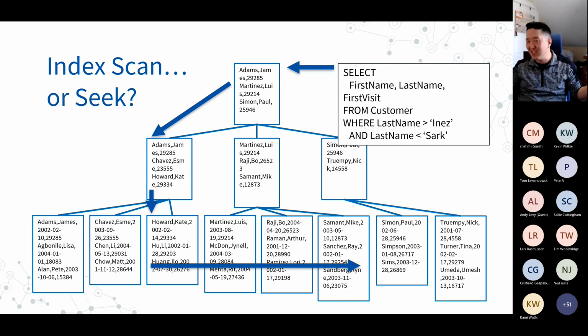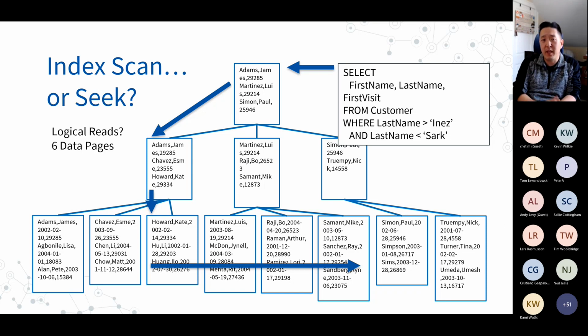So we don't have to scan the entirety of the index. SQL Server knows that I only need to go from last name Inez through last name Sark. I can omit the rest of it. And because the B-tree structure is ordered by last name, I'm able to accomplish that. From an overhead or performance perspective, this only costs us 6 logical reads. Much better than 10 if I had to do a full index scan.